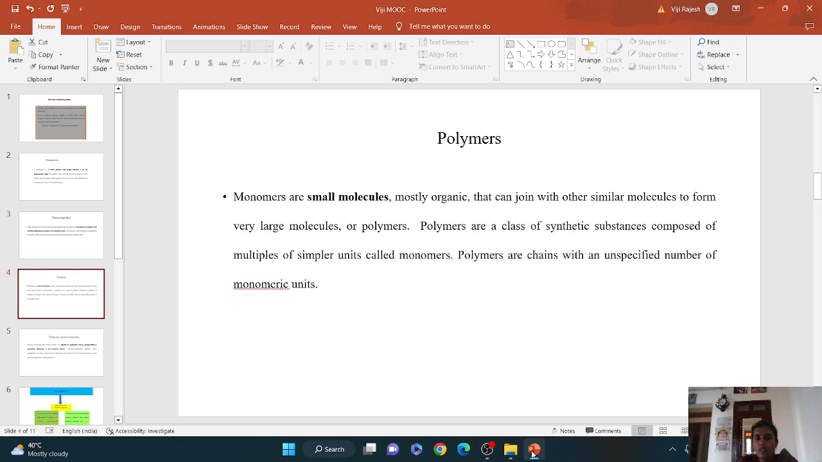Polymers. Monomers are small molecules, mostly organic, that join together with similar molecules to form a very large number of molecules. That type of molecule is called a polymer. In another way, chain-type molecules are called polymers. In that chain, many monomers are repeatedly formed, and finally we get a polymer. Polymers are a class of synthetic substances composed of multiples of simpler units called monomers. The repeated monomer unit forms a polymer. Polymer chains have an unspecified number of monomeric units.